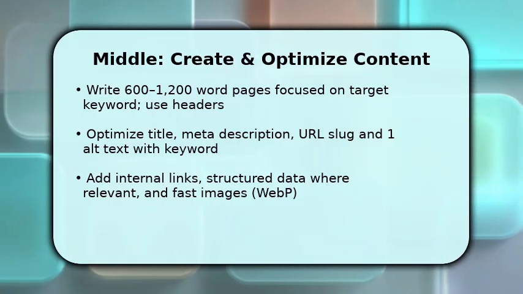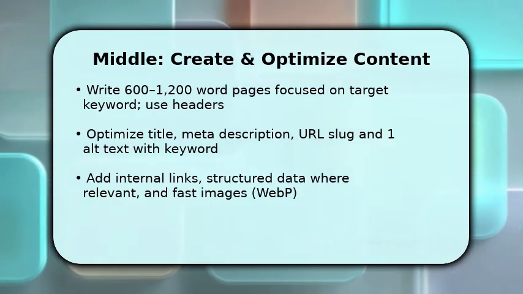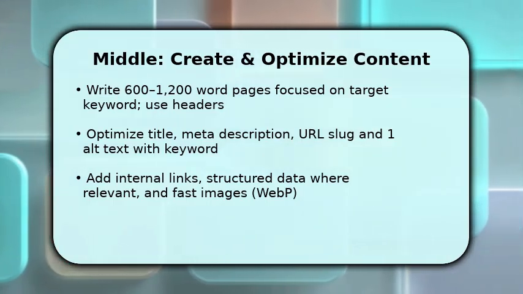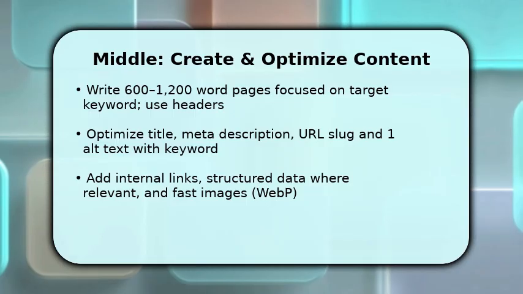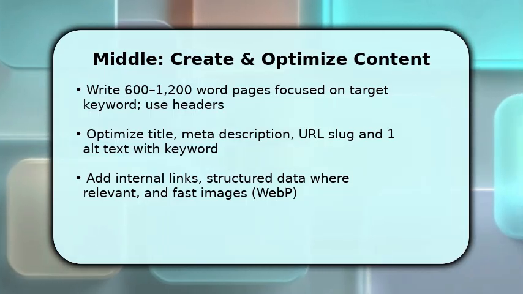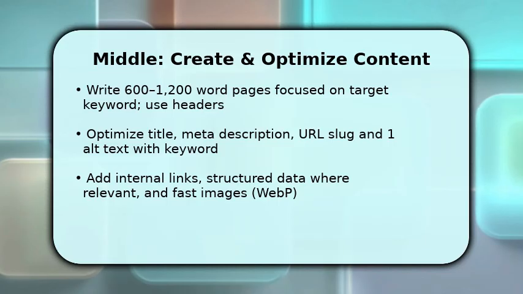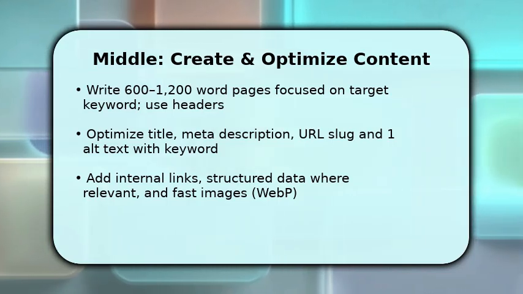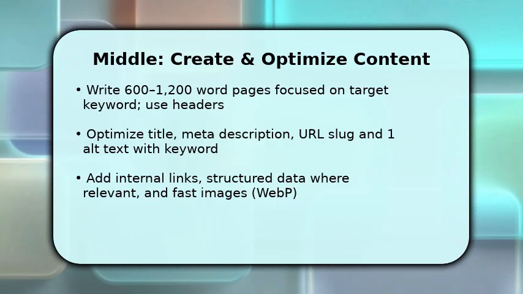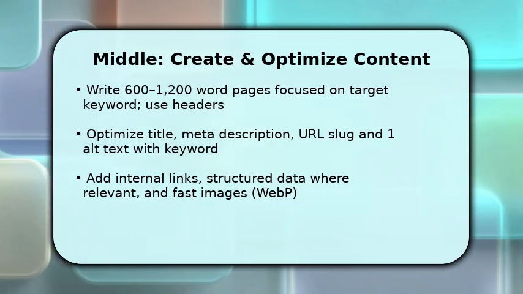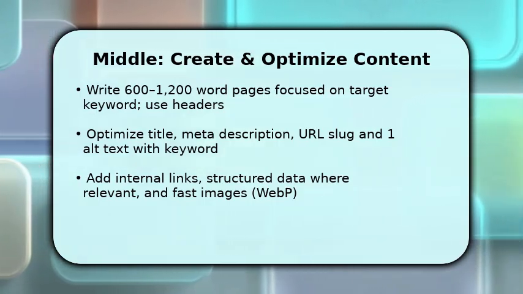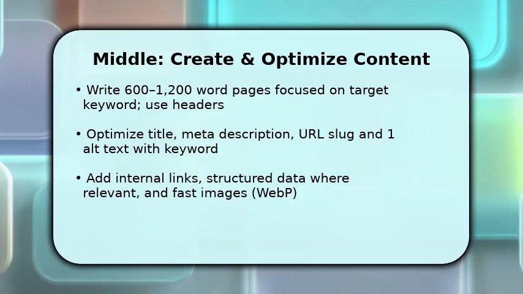Write 600 to 1,200 words organized with H1/H2 and answer the core query early. Make sure the title, meta description, and URL slug include the target keyword naturally. Add one descriptive alt text for the main image. Once done, build internal links from related pages and add structured data for rich results if applicable.